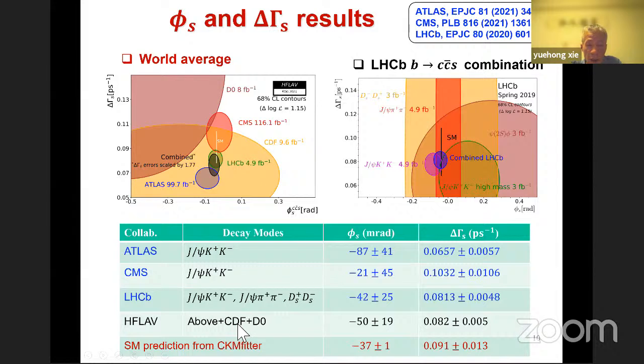The world average is given here, where you can see phi is minus 50 plus minus 90 millirad, which is consistent with the central prediction from a global fit, which is minus 37 plus minus 1.